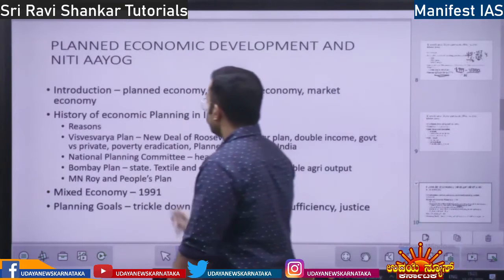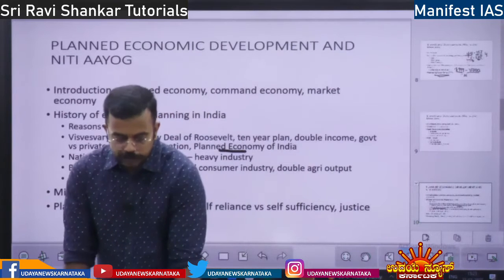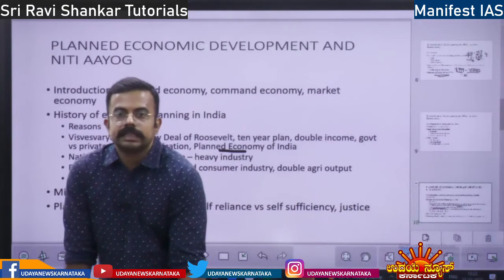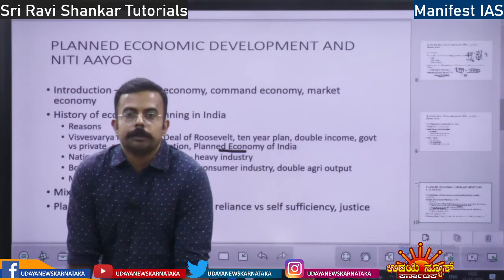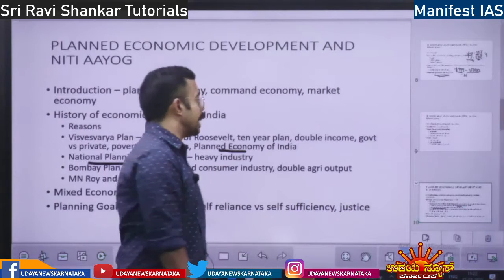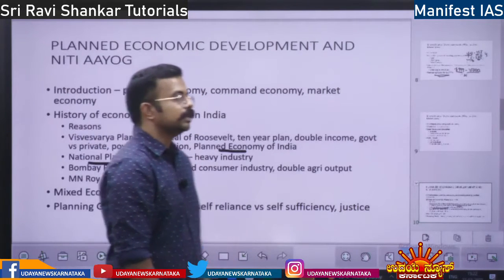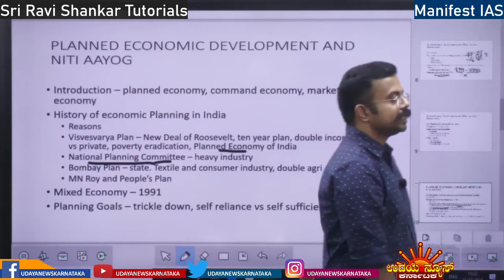Next, National Planning Committee. So this was started when? 1937. I told you, Tripura and Haripura session. There Subhash Chandra Bose will be the president of Congress and he appoints a National Planning Committee. National Planning Committee, who would be the chairman? Jawaharlal Nehru is the chairman.